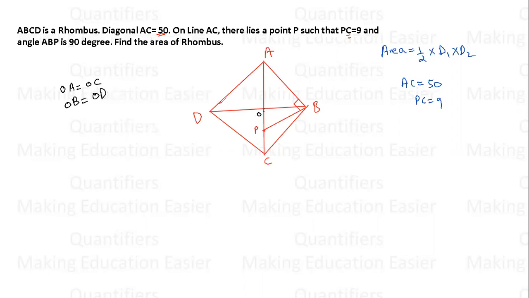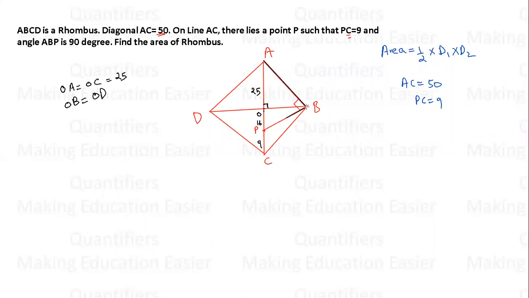This is the first property which you should know. And diagonals of rhombus intersect at 90 degree. So these two properties you should know, then only you will be able to solve the question. Now if diagonals bisect each other, so I can say OA will be equal to 25. And obviously OC will also be equal to 25. Now if OC is complete 25 and PC is 9, so can I say OP will be 16? OP will be 16.